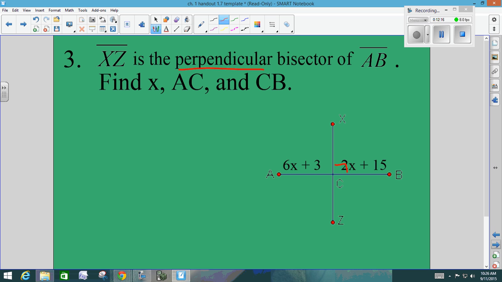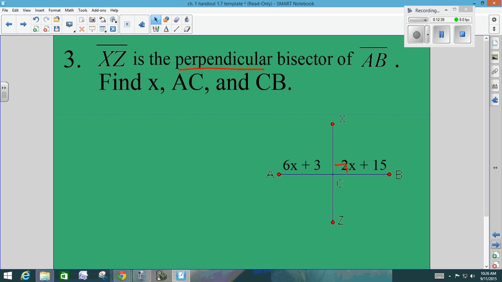If you see the word perpendicular, then you have to know it means make a 90, so then you put it on your picture. You only need to put it in one of the corners or one of the angles, but how many right angles exist there? 4. All of them are right angles. Good. Okay? And then it says segment XZ is the bisector of segment AB.